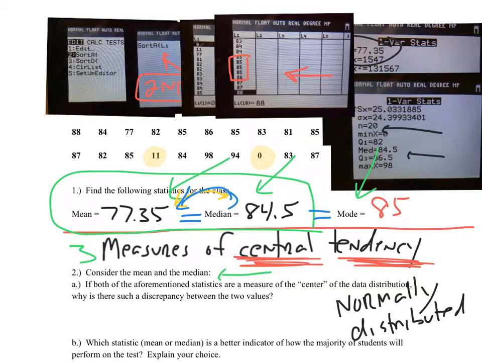Here we're talking about grades on a statistics class and their final exam. And all the grades are in the 80s and the 90s. I see a 70 there. But the 0 and the 11 are kind of throwing those values off. It's making the mean and the median much, much different. So why is there a discrepancy? Because of the 0 and the 11 data values.